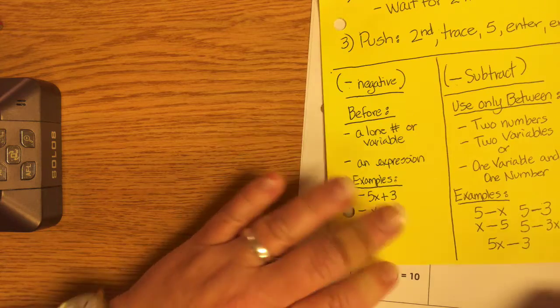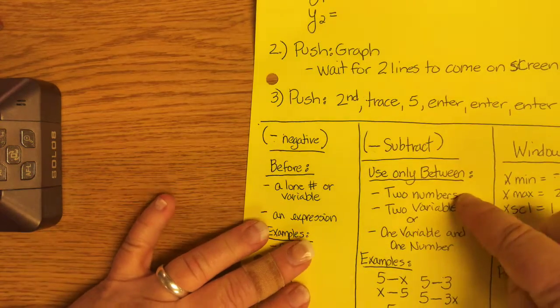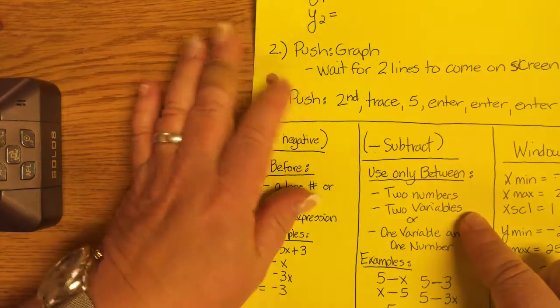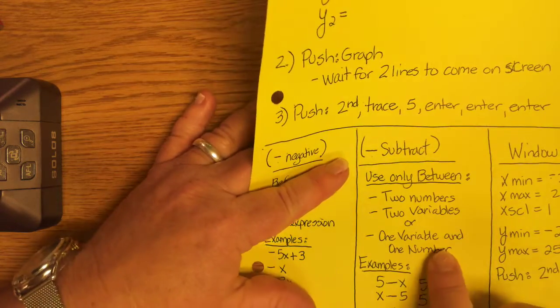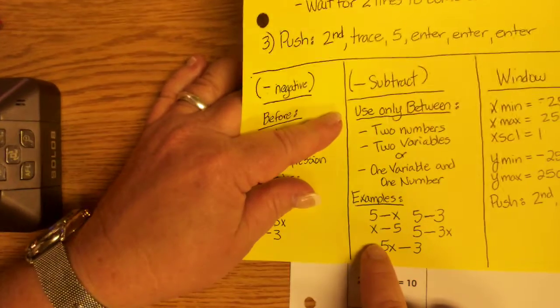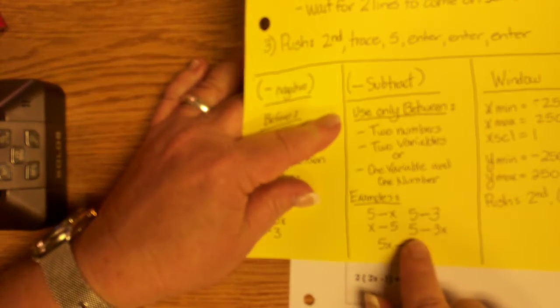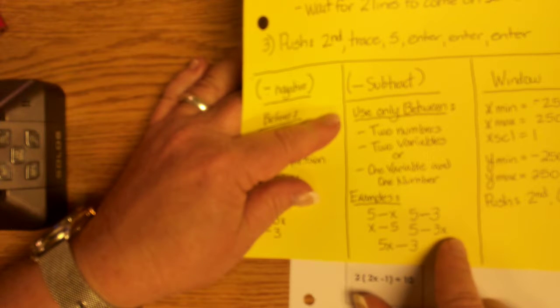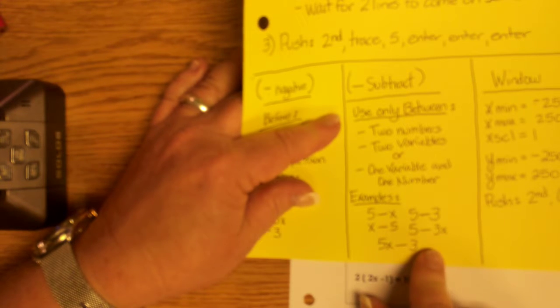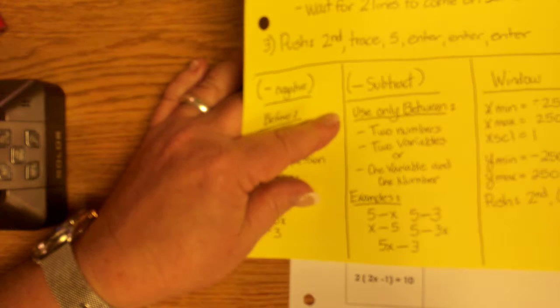You use the subtract sign when it's between two numbers, between two variables, or one variable and a number. So, for example, 5 minus x, x minus 5, 5 minus 3, 5 minus 3x, 5x minus 3. You would use the subtract. So anytime it's between two things, you use the subtract key.